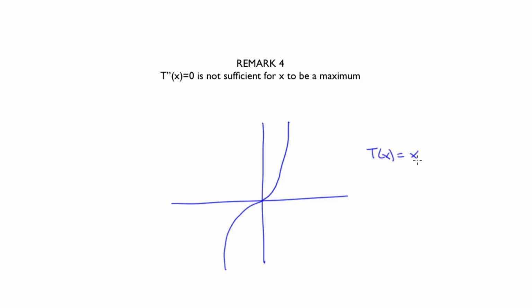Remark 4. You may have wondered if the second order condition will also hold when the second derivative is equal to 0. Unfortunately, this is not a sufficient condition for x to be a maximum. Here is an example of how. Look again at the function x cubed that we studied in the previous case. In this particular case, both t prime of 0 and the second derivative are equal to 0. But as we saw before, x equals 0 is not a local or a global maximum.